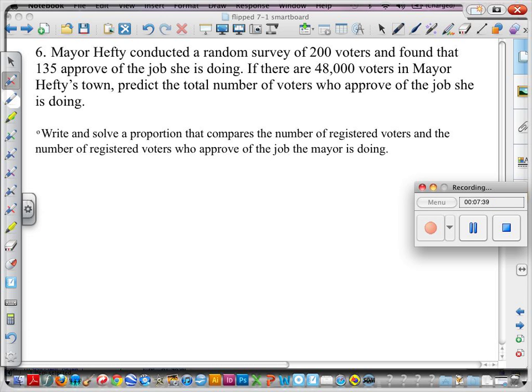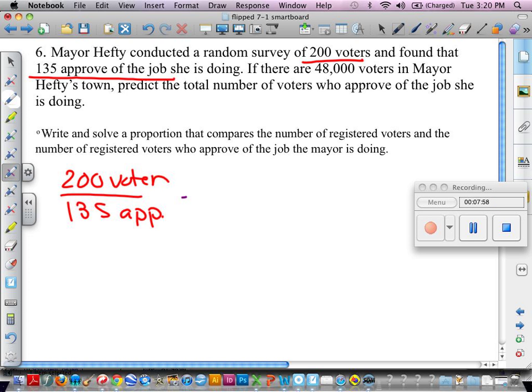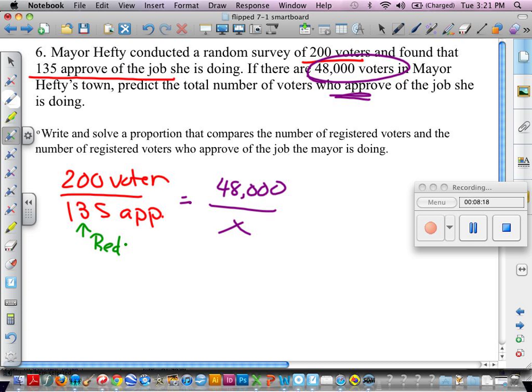Okay, so I have 200 voters and 135 of them approve. So I have 200 voters and 135 approve. And I'm just going to abbreviate. Setting up proportions, I'm going to write an equal sign. Now, when we go to actually vote, there are 48,000 voters. And we are looking for who approve. That's the X. Yes, you're saying, oh, reduce. Yes, good idea. If you want to go that route, reduce.